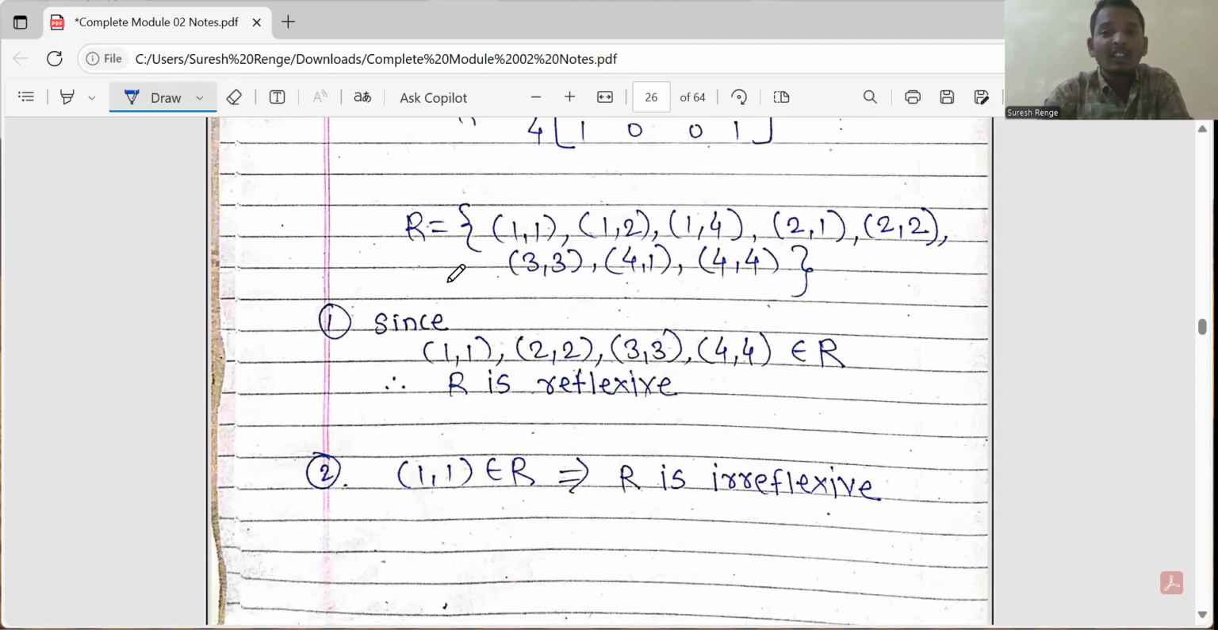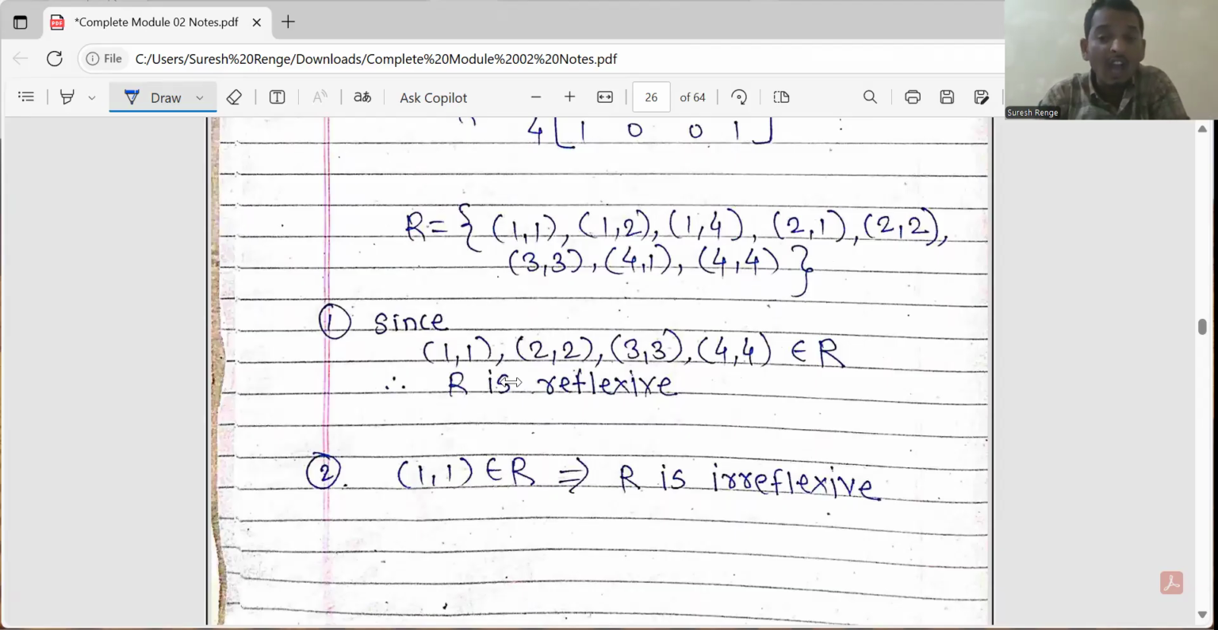Now we want to check whether the relation is reflexive, irreflexive, symmetric, asymmetric, or transitive. Let us start checking. If you observe this relation, self-related elements are available in it: 1 is related to 1, 2 is related to 2, 3 is related to 3, and 4 is related to 4. All of these are available in the relation.